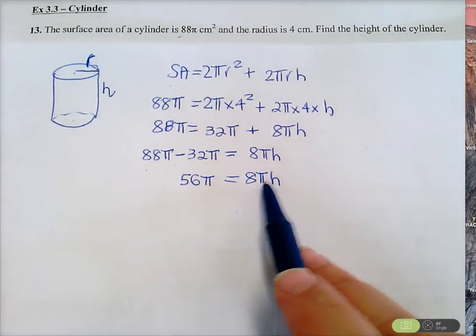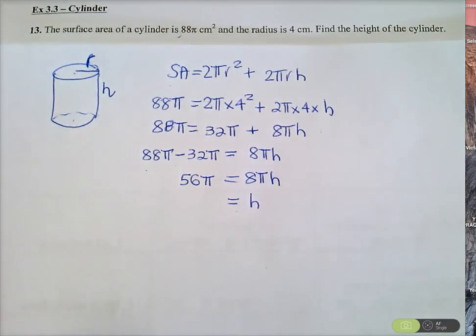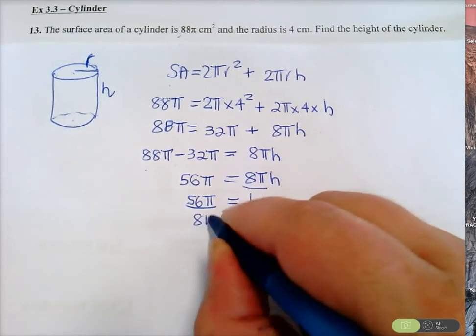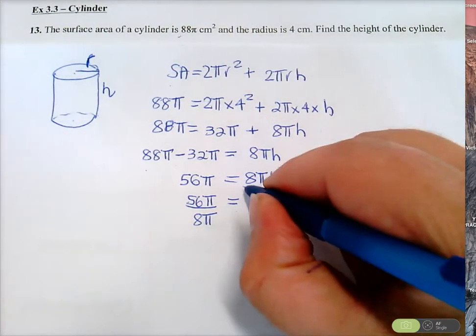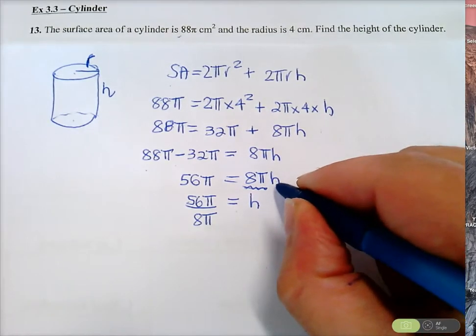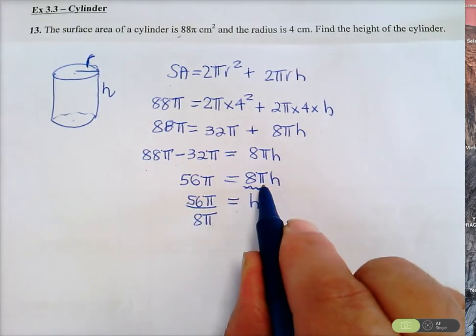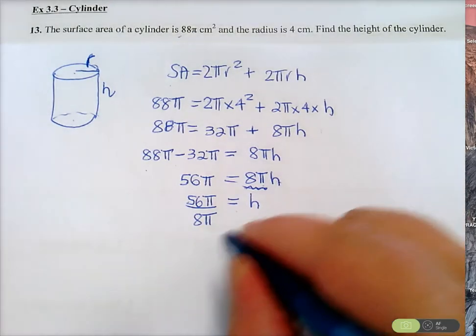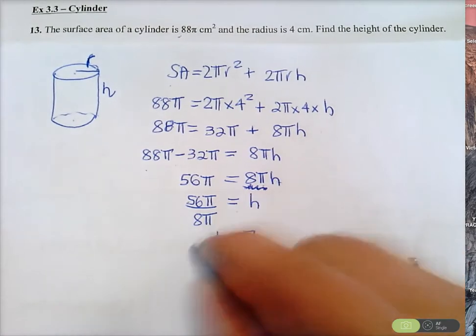Now that means 8 pi times h. What do I do to get the h on its own? Girls, you can divide by what? 8 pi. Because that 8 pi h means 8 pi times h. So to get the h on its own, you divide by 8 pi. Or you can say the pi's are the same. 8 times 7 is 56. Can you see what I'm doing there? So h is 7. The pi's cancel.